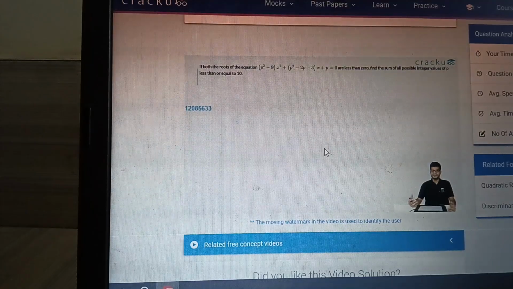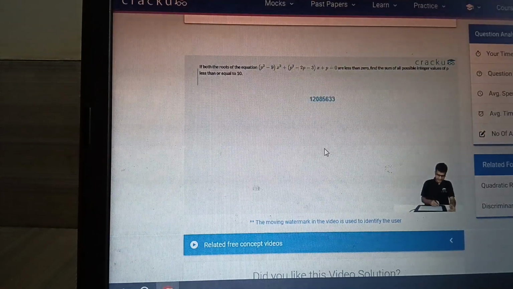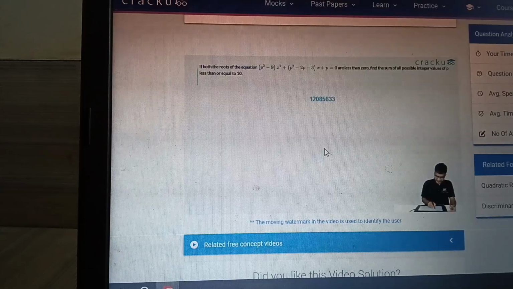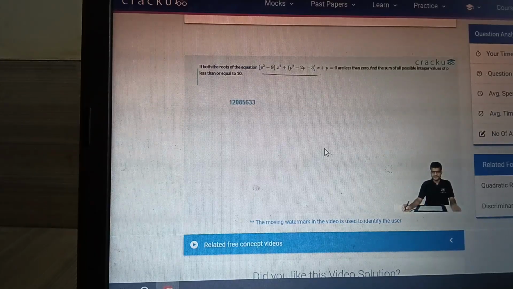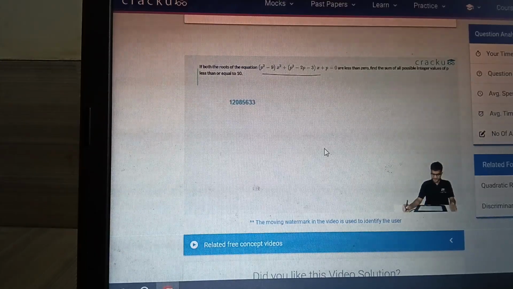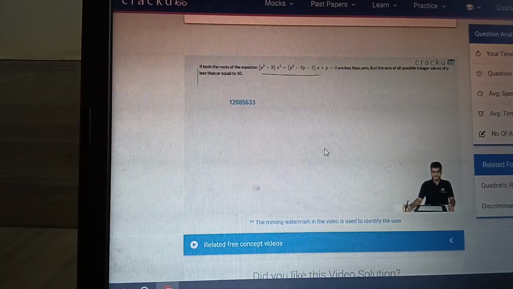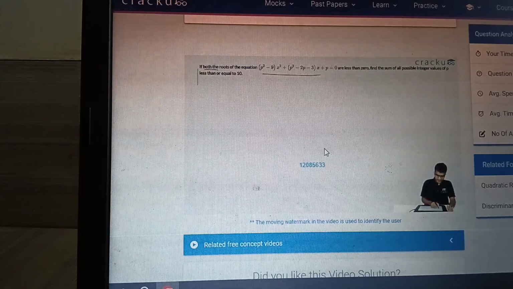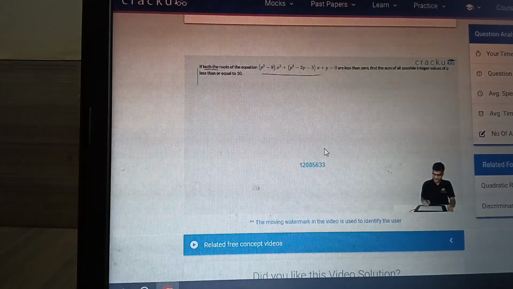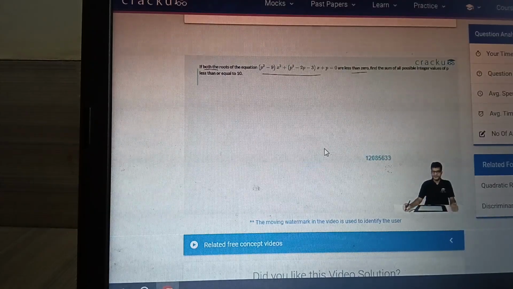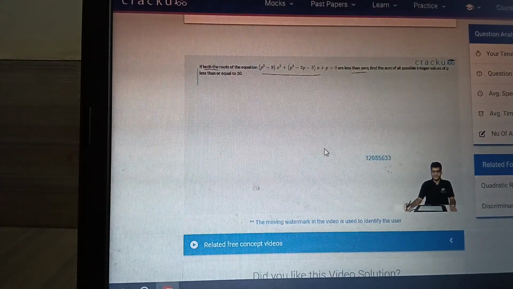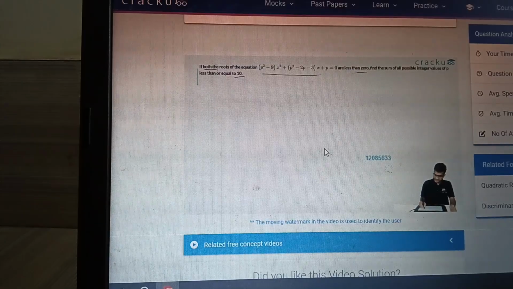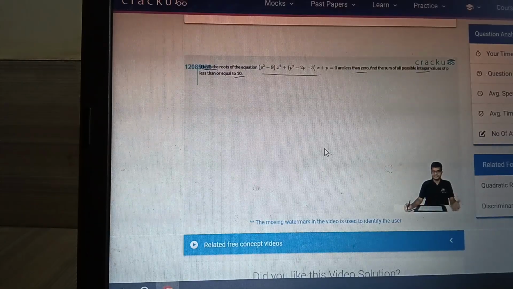Then you will be getting the question wrong. So let us try to answer this question. In this question, we are given a quadratic equation (p square minus 9) into x square plus (p square minus 2p minus 3) into x plus p is equal to 0. We are told that there are two roots for this equation and both of them are less than 0. We are required to calculate all the values of p which are less than or equal to 10 and which are integers for which this condition is satisfied.